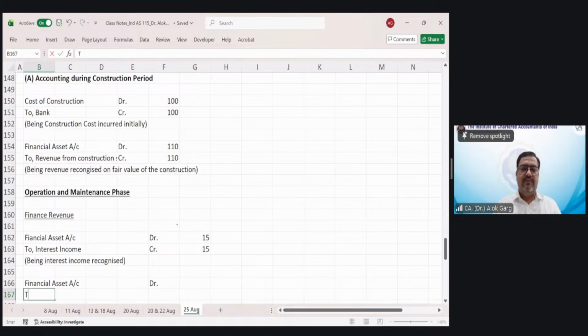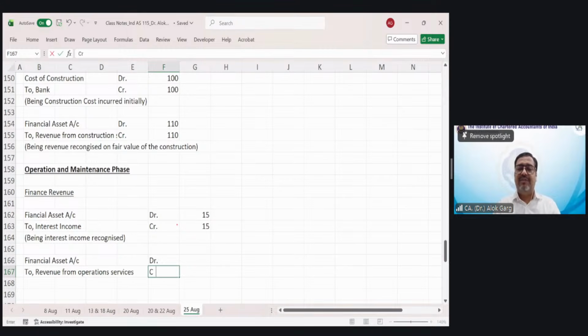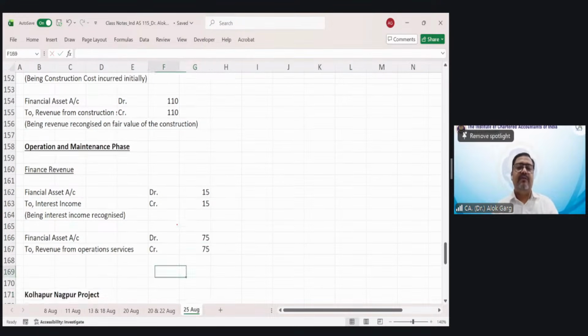To revenue from operation, services, right? They have given in the question 75 crore. It is written in the question, 75 crore, so it is given in the question itself, right? After that, what will happen? To revenue from operation services. Then bank account debit.